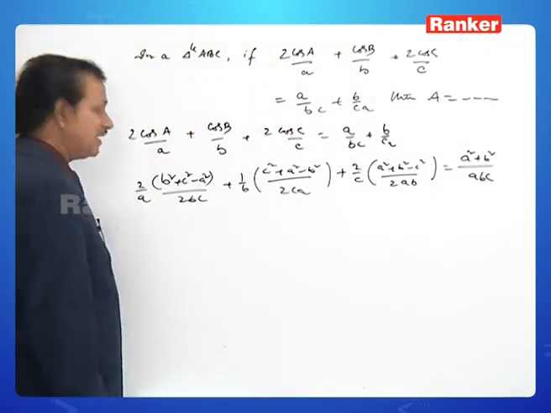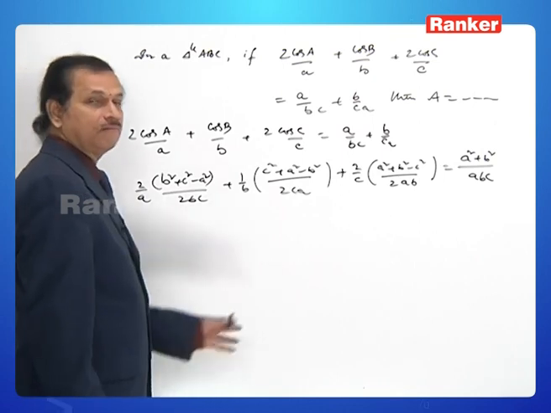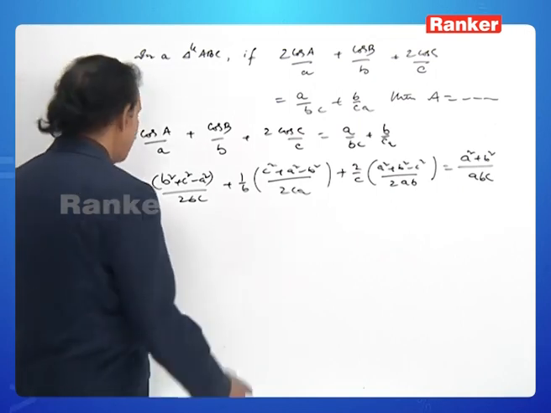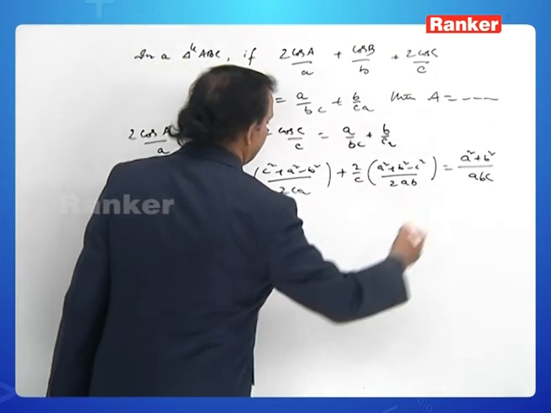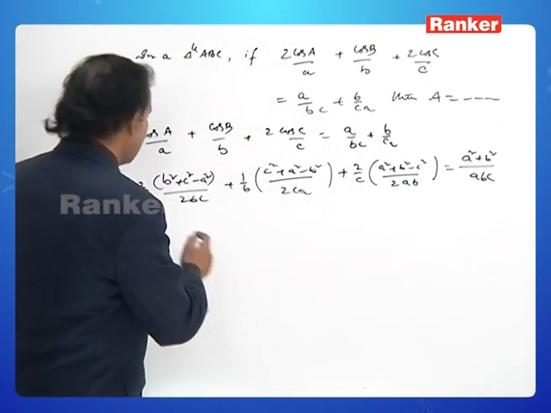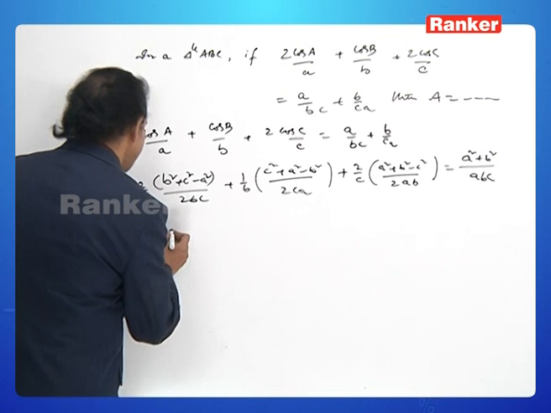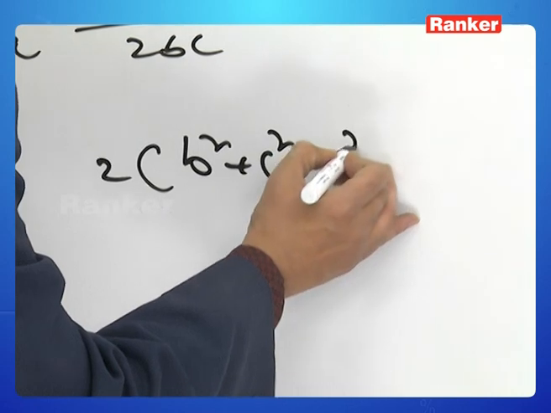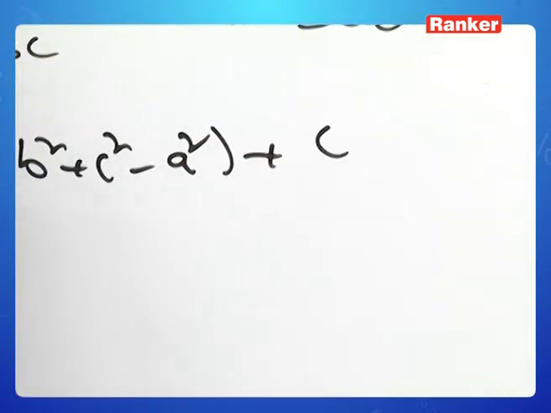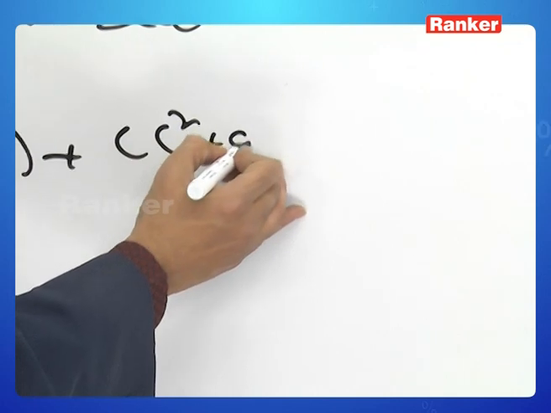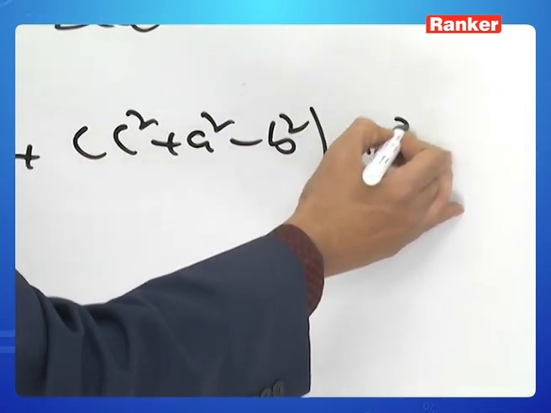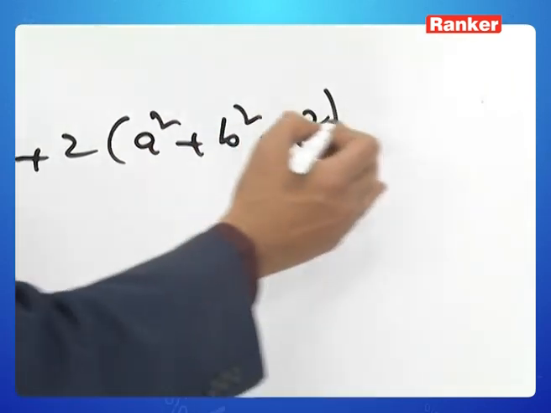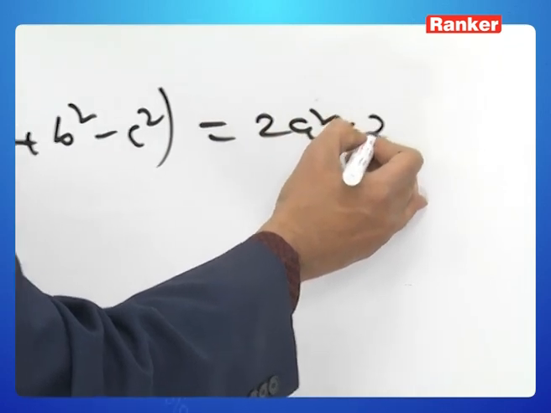Well, I would like to multiply with 2ABC on both the sides. What happens? 2ABC, 2ABC, 2ABC, all of them will be cancelled, leaving you. After cancelling 2ABC, what remains in the numerator? 2 into b square plus c square minus a square, plus c square plus a square minus b square, plus 2 into a square plus b square minus c square is equal to 2a square plus 2b square.